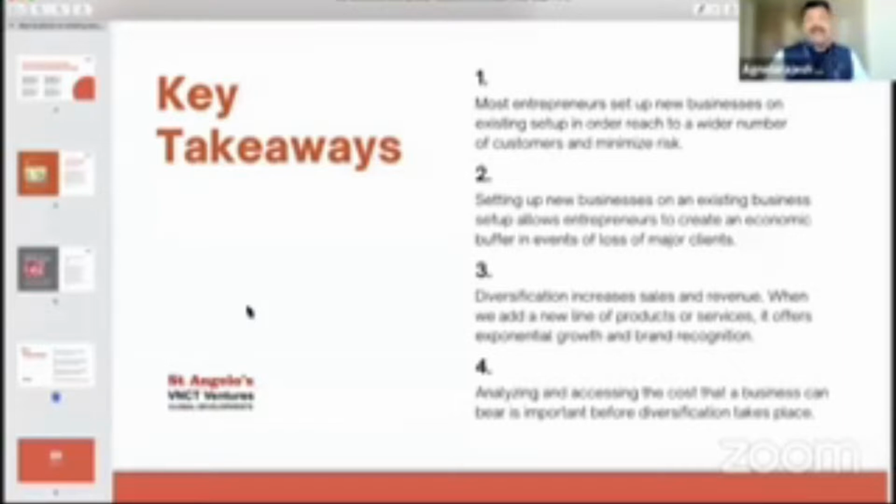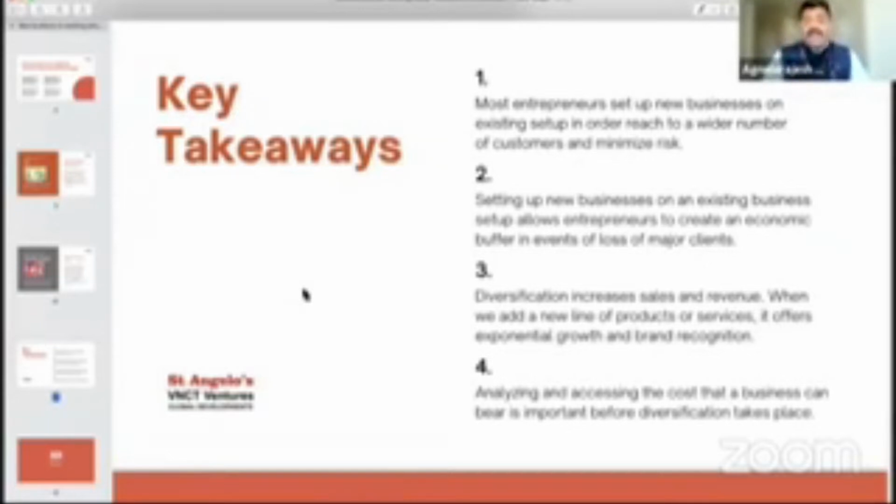So what are the key takeaways from these short notes that I have shared? One, most entrepreneurs set up new businesses on an existing setup in order to reach a wider number of customers and minimize risk. Point number two, setting up new businesses on an existing business setup allows entrepreneurs to create an economic buffer in the event of loss of major clients, to bear up the gestation period, or to experiment with what you're trying to achieve. Point number three, diversification increases sales and revenues. When we add a new line of products or services, it offers exponential growth and brand recognition, also brand encashment.